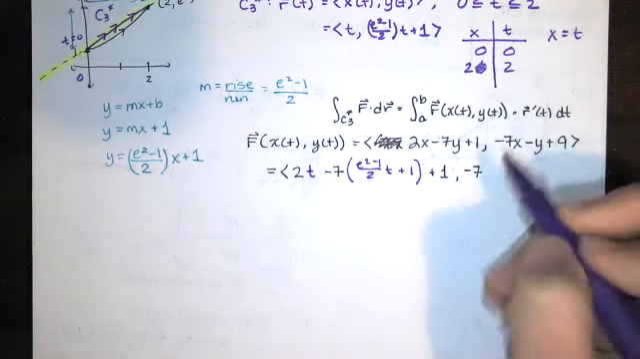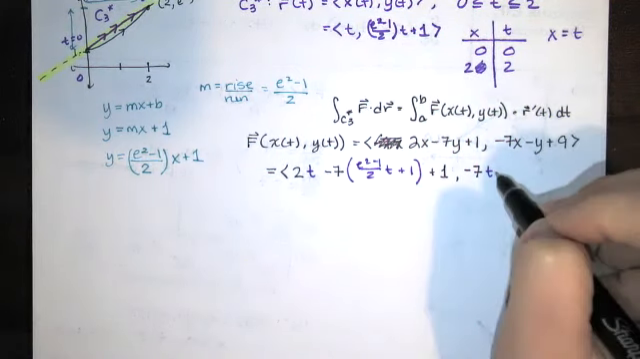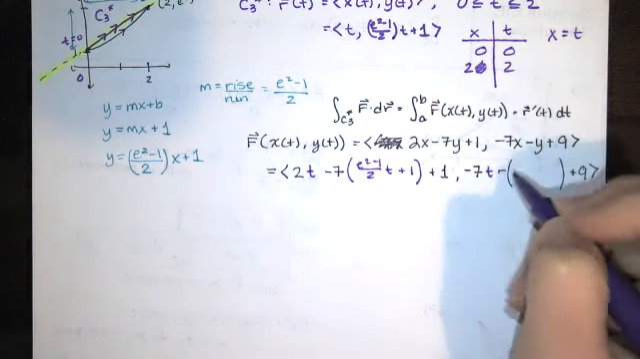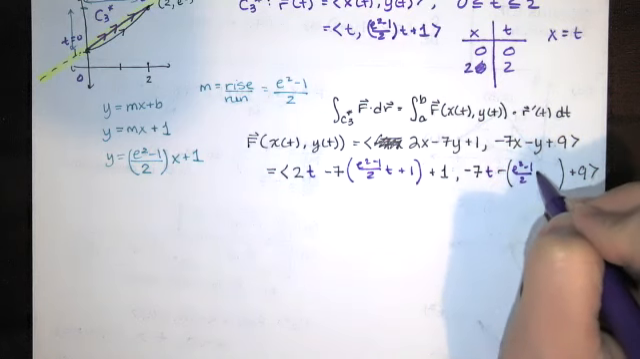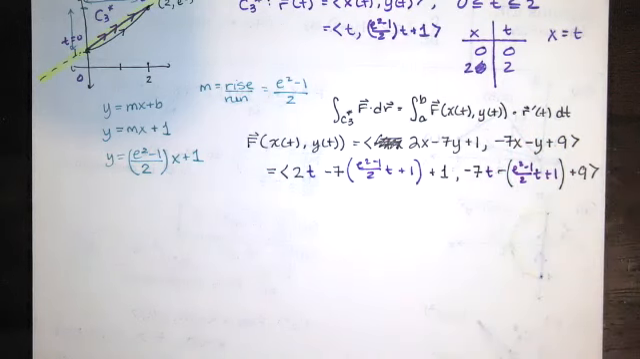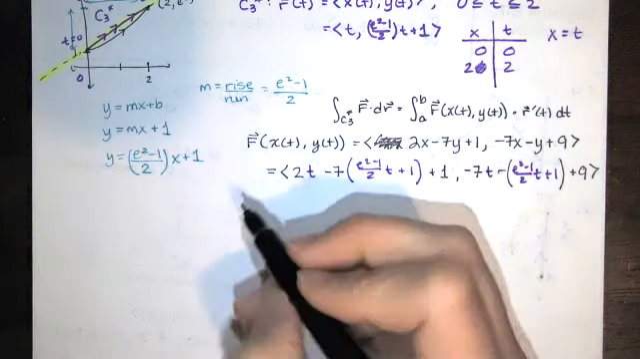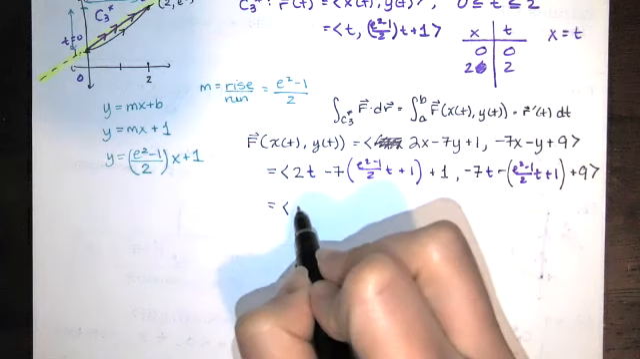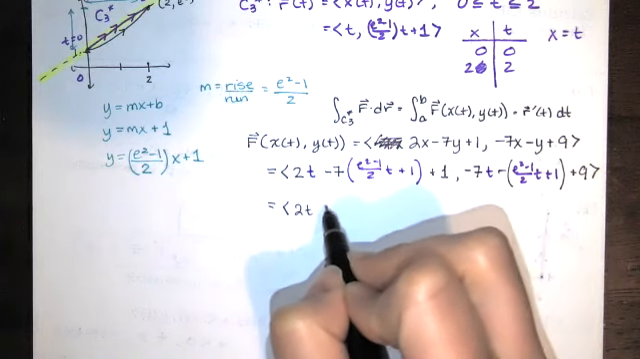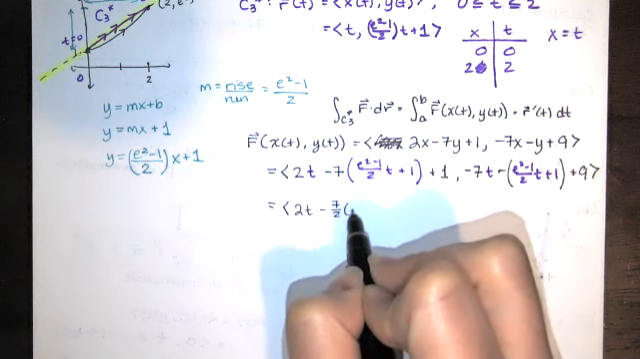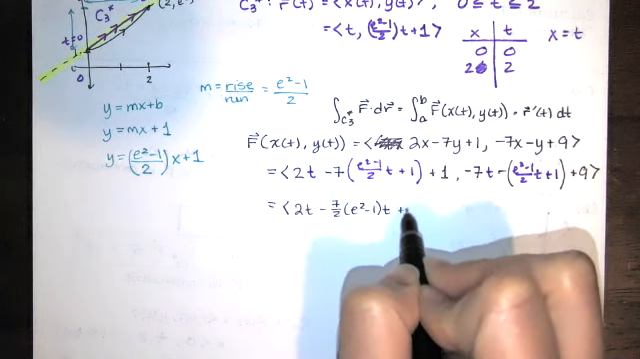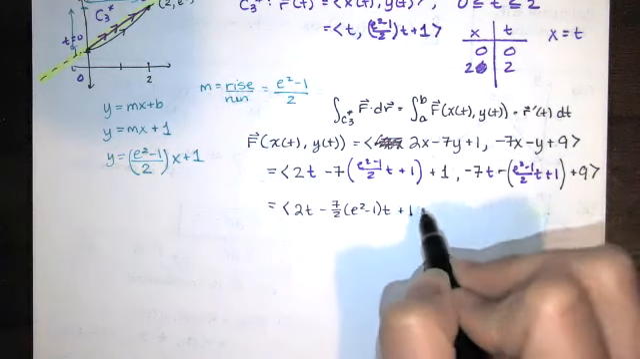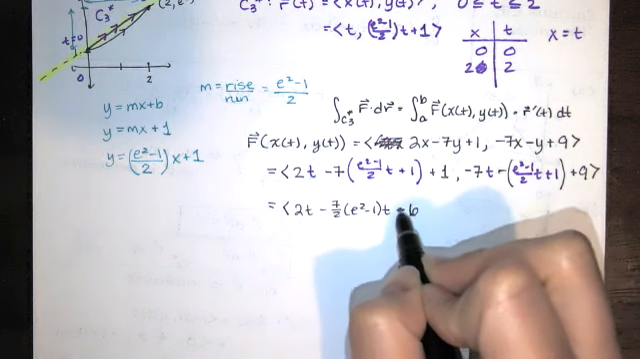Our y component is this. We've got -7 times x minus y plus 9. We're replacing x with t. We're replacing y with e squared minus 1 over 2 times t plus 1. Okay. And I would recommend simplifying this. So let's distribute the 7 here. We've got 2t, let's just say -7 over 2 times e squared minus 1 times t. Plus -7 plus that 1, which is going to give us a -6.